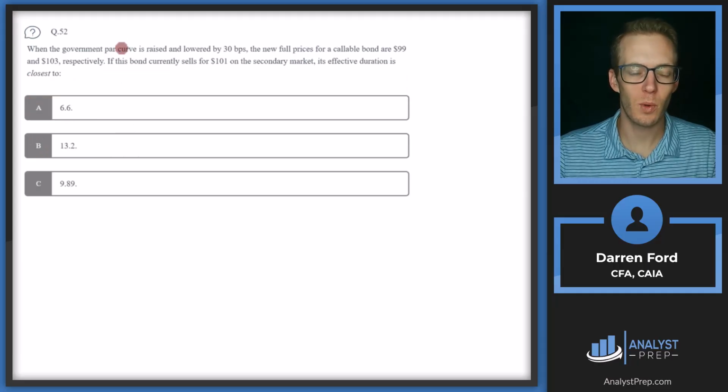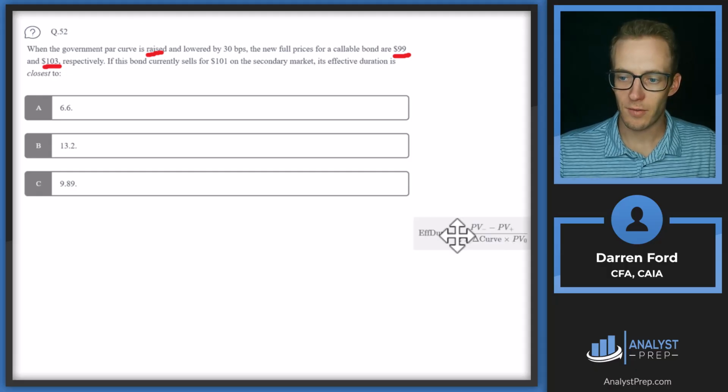Question 52. When the government par curve is raised and lowered by 30 basis points, the new full prices for a callable bond are $99 and $103 respectively. So what this first part is telling us is when we raise by 30 basis points, our bond is now priced at $99. And when we lower by 30 basis points, it's going to go up to $103. If this bond currently sells for $101 on the secondary market, its effective duration is closest to.